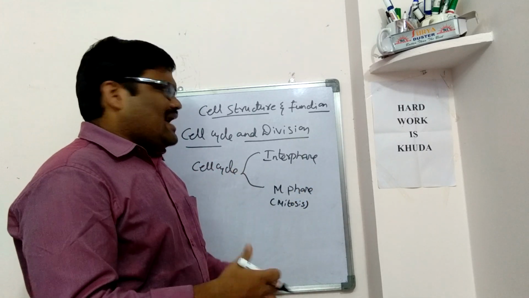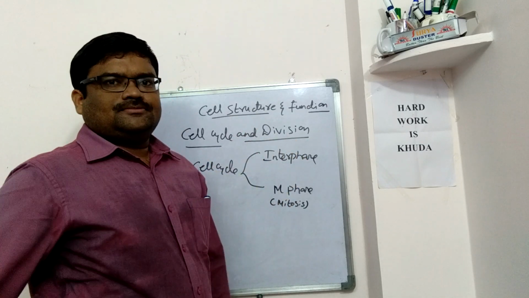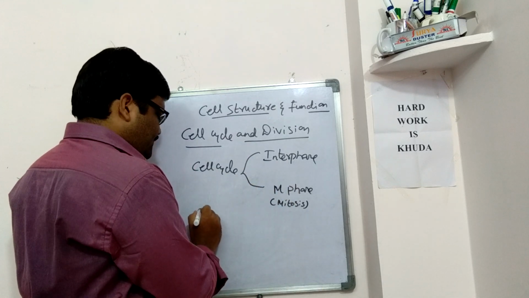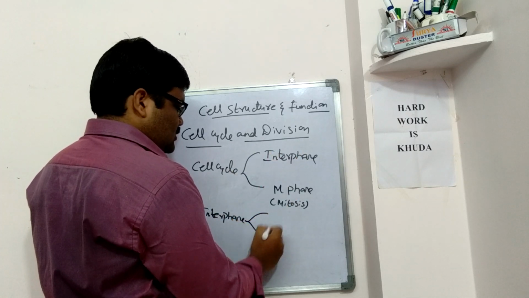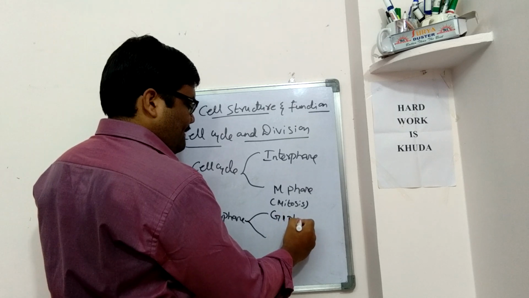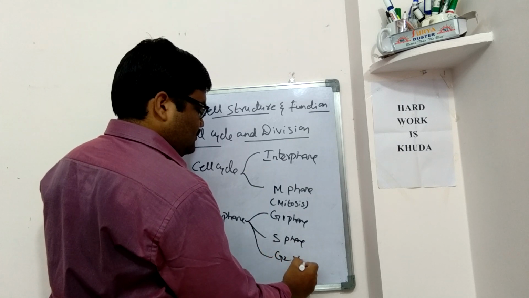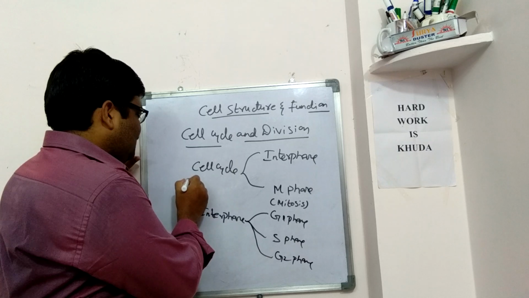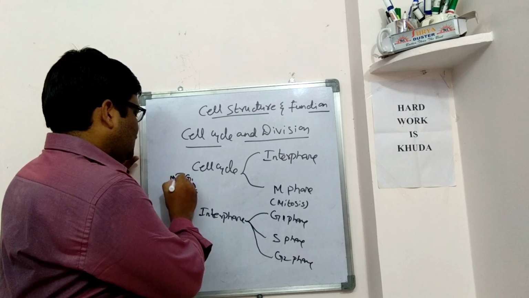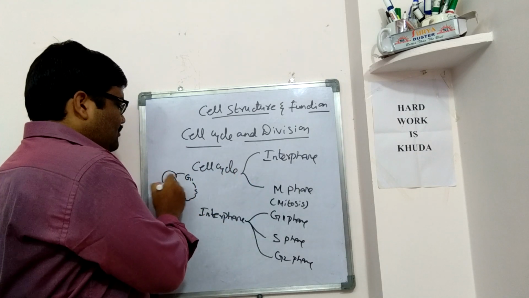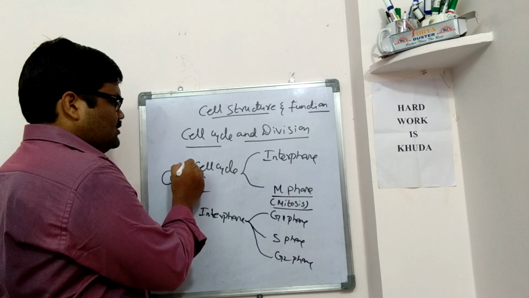Actually, the interphase lasts for a longer time, that means about 95% of the cell cycle duration will be occupied by interphase. Then M phase. The interphase again has subdivisions: G1 phase, S phase, G2 phase. The cell cycle is G1, S, G2, then M, then G1 again. Here, M is the mitosis phase. G1, S, G2 come under interphase, okay?